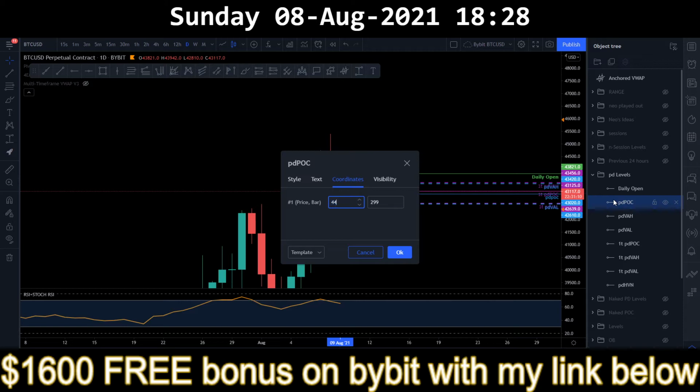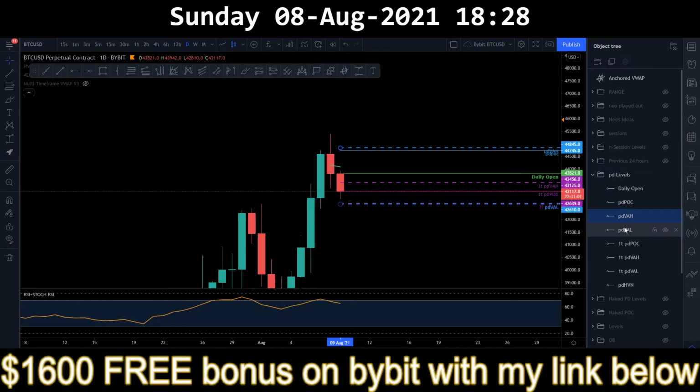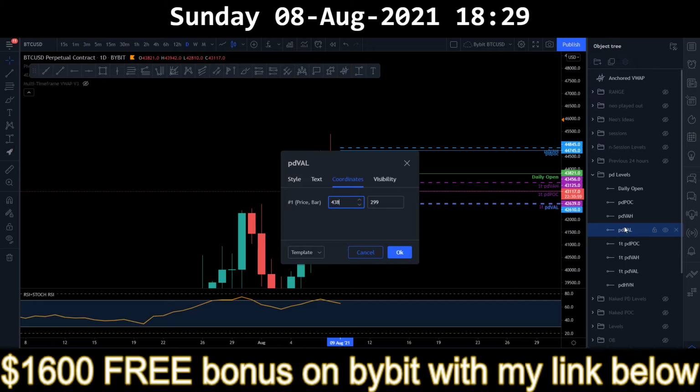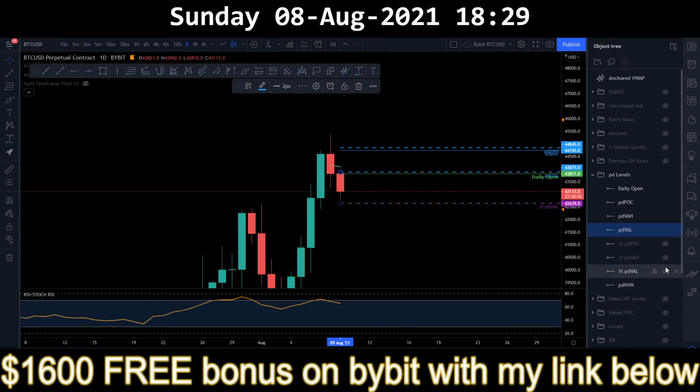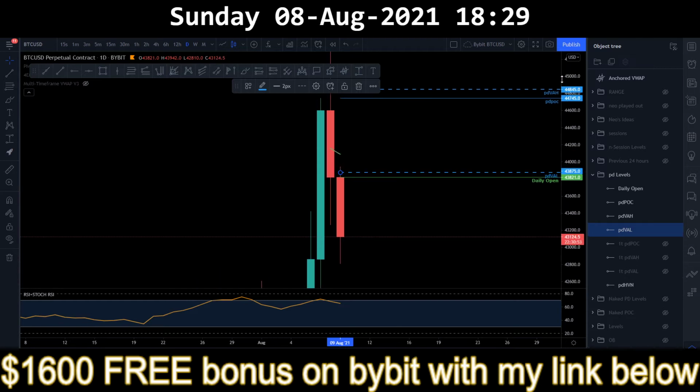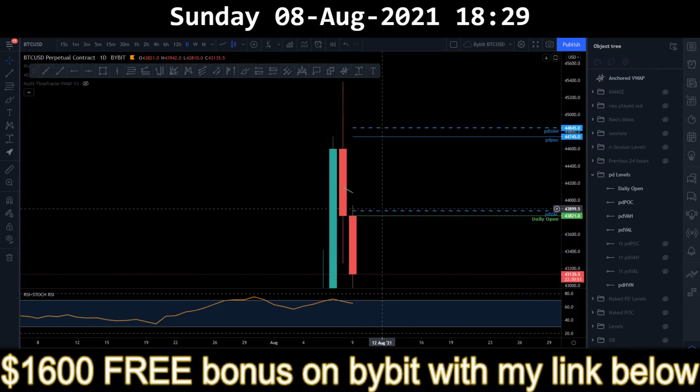And we have 44745 as the value, the point of control. 44845 is the value area high, and the value area low is 43875. So if we hide this and this and this, we do actually have the possibility of the 80% setup if we start to get some 30-minute candle closes back into this previous day value area low.